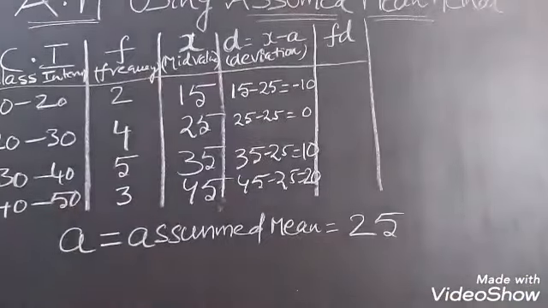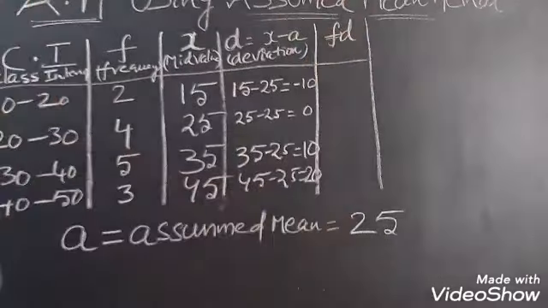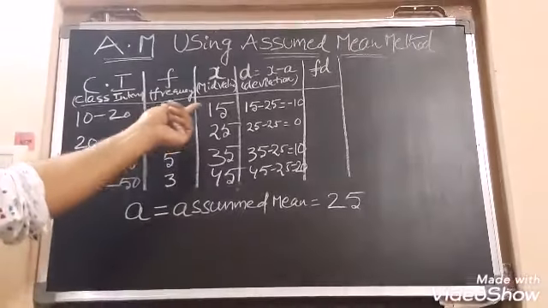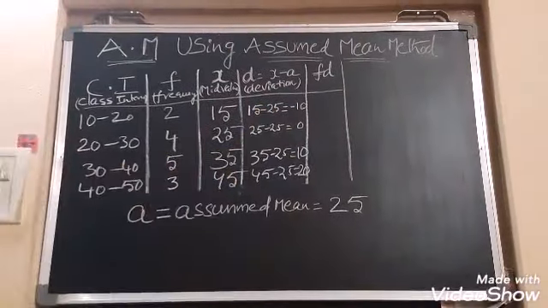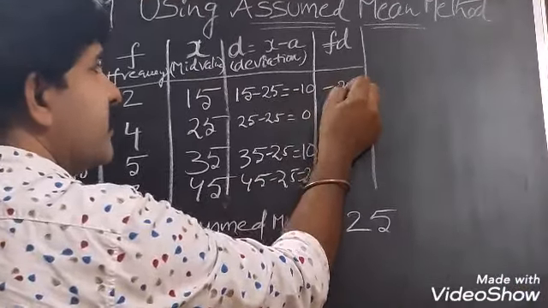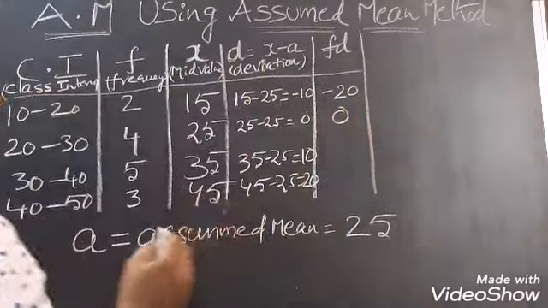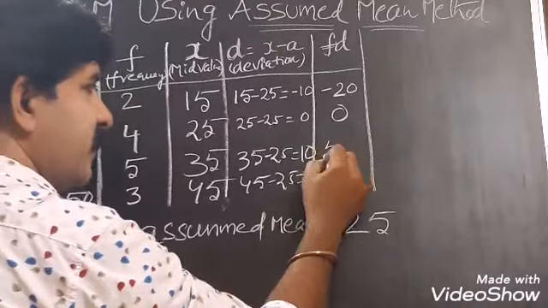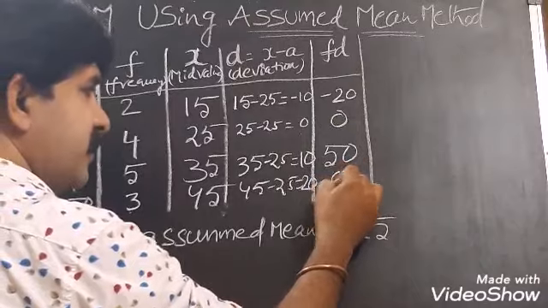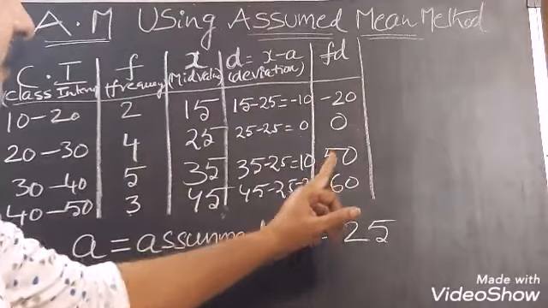Now here you see F multiplied by D: frequency multiplied by the corresponding D value. So 2 multiplied by minus 10, what does it come to? Minus 20. 4 multiplied by 0, what does it come to? 0. 5 multiplied by 10, what does it come to? 50. 3 multiplied by 20, what does it come to? 60. Okay, here minus 20, 0, 50, 60.